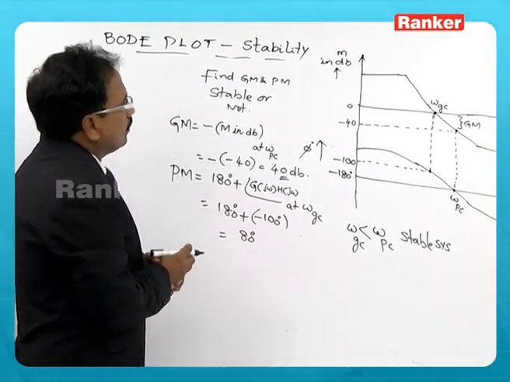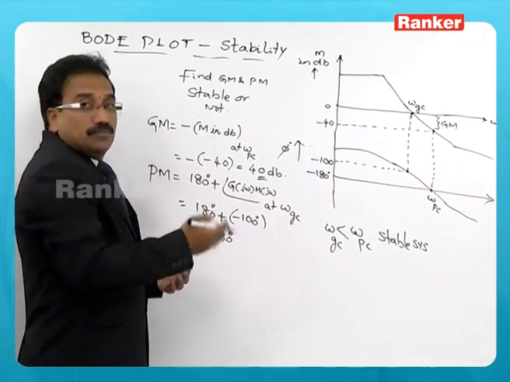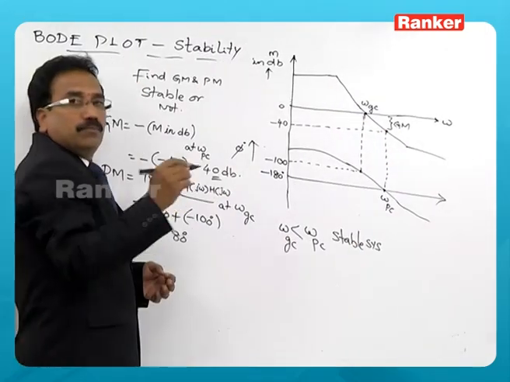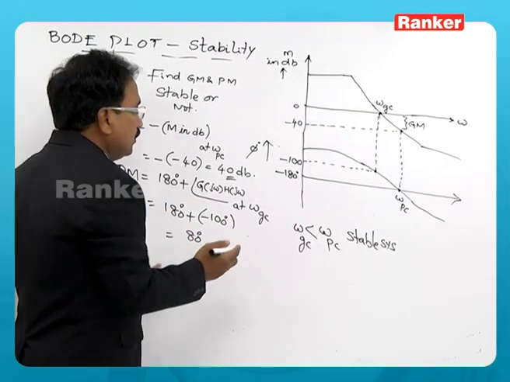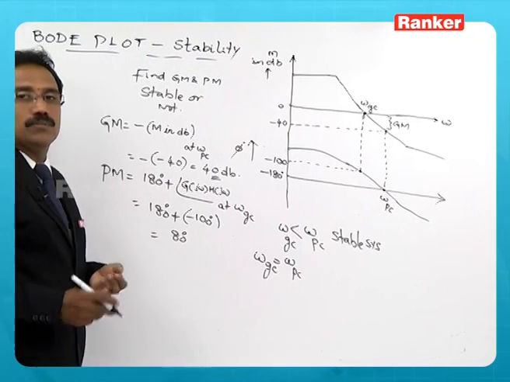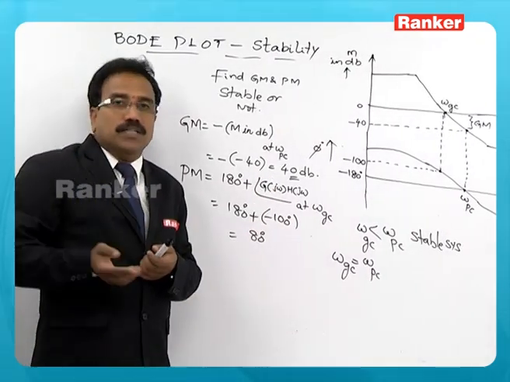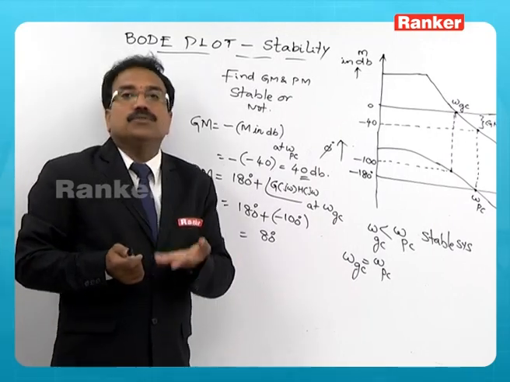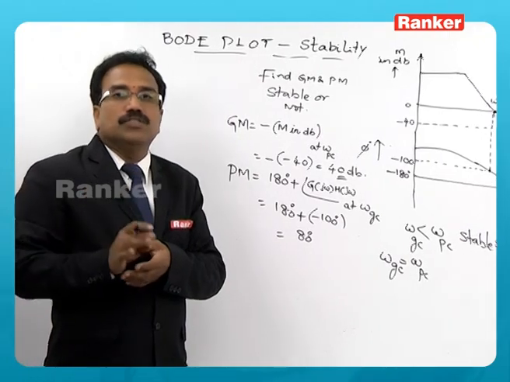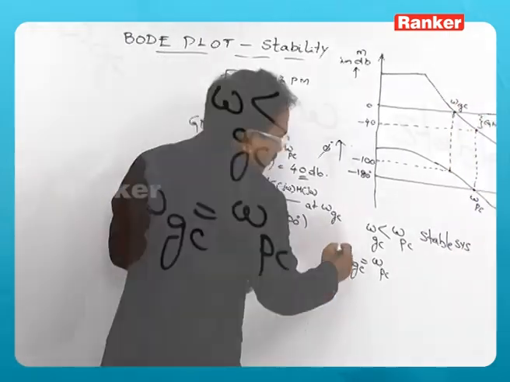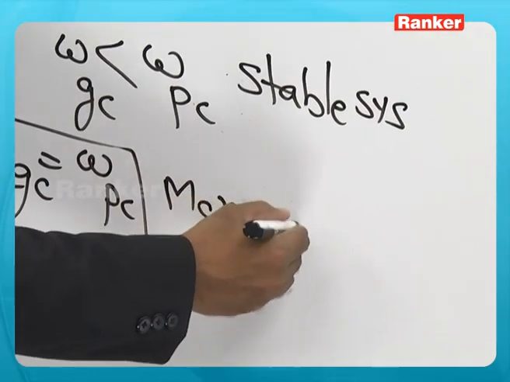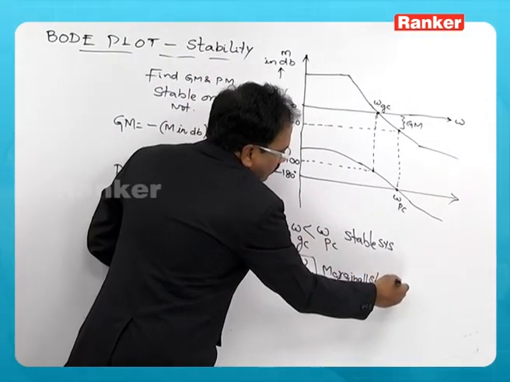Now, when you add 40 dB at every point of the magnitude plot, then there may be a situation that becomes omega gc equal to omega pc. That means this margin, when added to the magnitude plot, brings a situation where omega gc equals omega pc. So, that system is at the verge of instability. That is why it is said that for this frequency it is a marginally stable system.